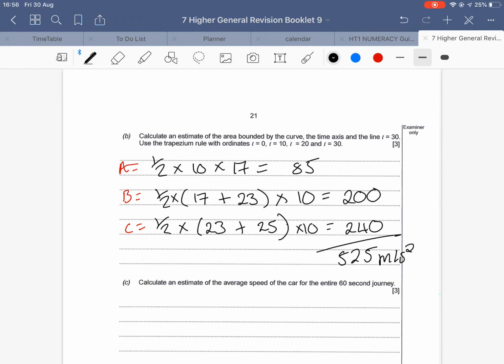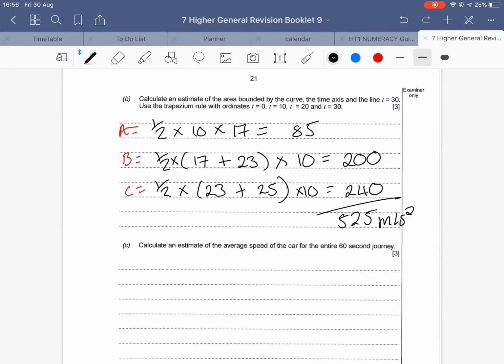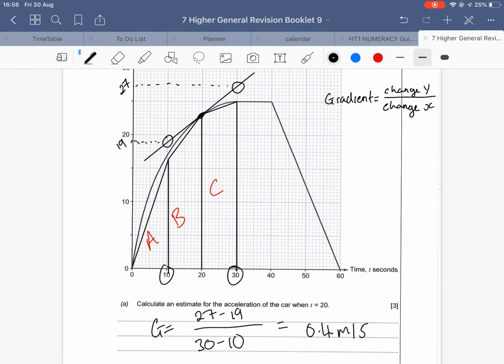Is it meters per second squared? I hope so. Meters per second, yeah. Okay, an average speed of the whole thing. So we've got A, B, and C. We just need the other two. Oh look, it's just a rectangle and a triangle. Look how nice that is.